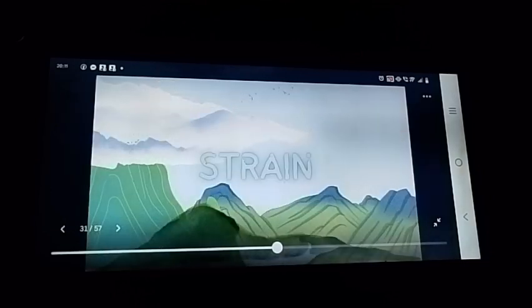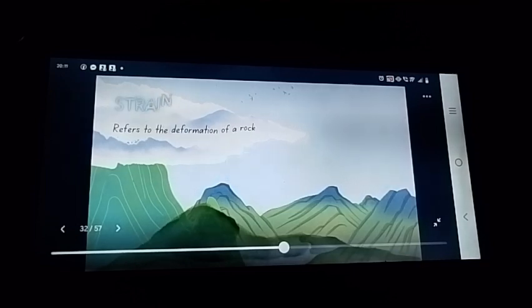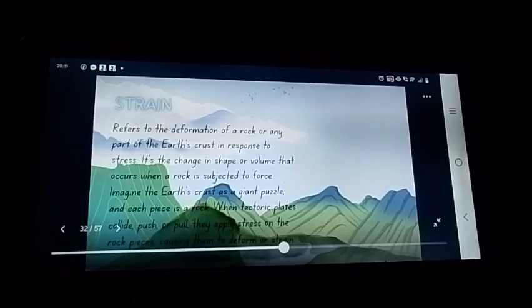And next, for the part of rock deformation, strain. So, strain refers to the deformation of a rock or any part of the Earth's crust in response to stress. It's the change in shape or volume that occurs when a rock is subjected to force.